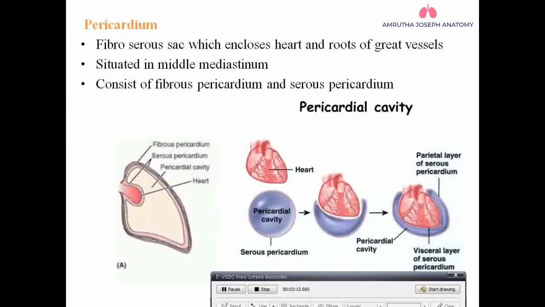As I said before, it consists of two parts: fibrous pericardium, which is seen outside, which is thick, made of connective tissue, and the inner one, which is like a balloon, and this is serous pericardium. And from this diagram we can understand that serous pericardium has two layers.